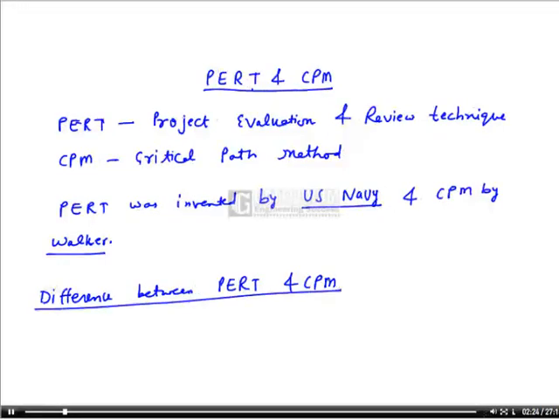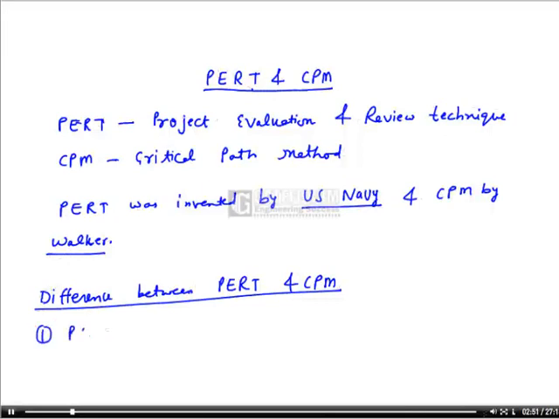The first difference is that PERT is event oriented, on the other hand CPM is activity oriented. This means a small event is given priority in case of PERT, while in CPM the full activity, which is a combination of events, is given priority. So this is the first difference.